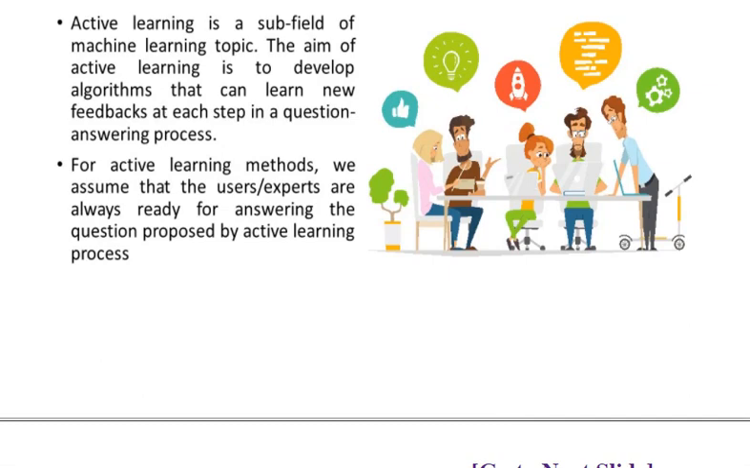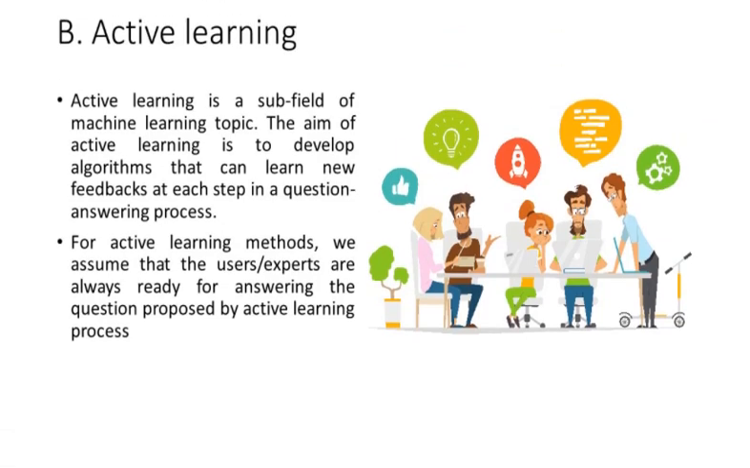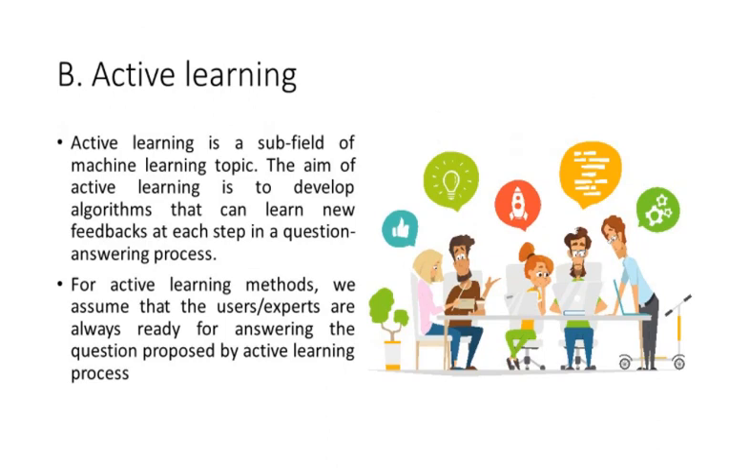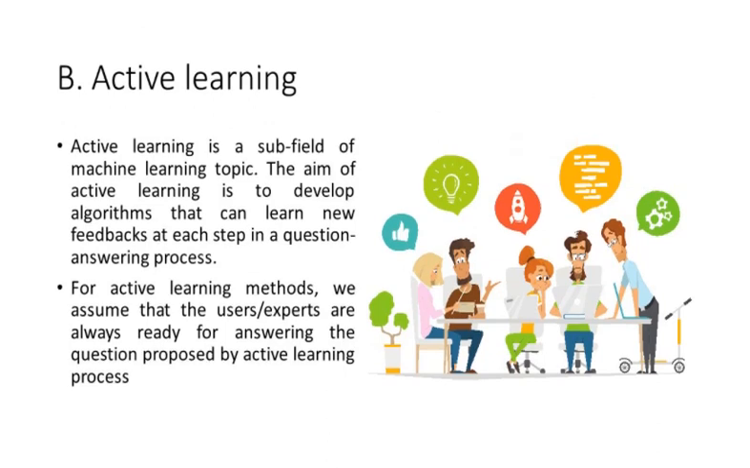B. Active learning. Active learning is a subfield of machine learning. The aim of active learning is to develop algorithms that can learn from new feedback at each step in a question answering process. In the context of semi-supervised clustering, active learning aims to select the most useful constraints, so that they not only boost the clustering performance, but also minimize the number of questions to the user/expert.